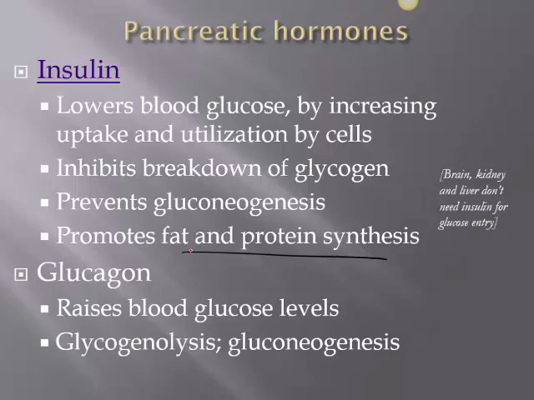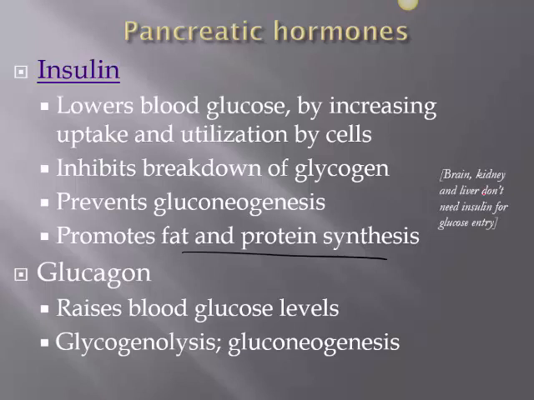Most of your cells in the body need insulin for entry of glucose into them. If insulin is not present, glucose cannot enter the cells. Okay? Some areas of the body, like the brain, kidney and liver, don't need insulin for glucose entry. Glucose can enter into them rather well, which is just as good for us.